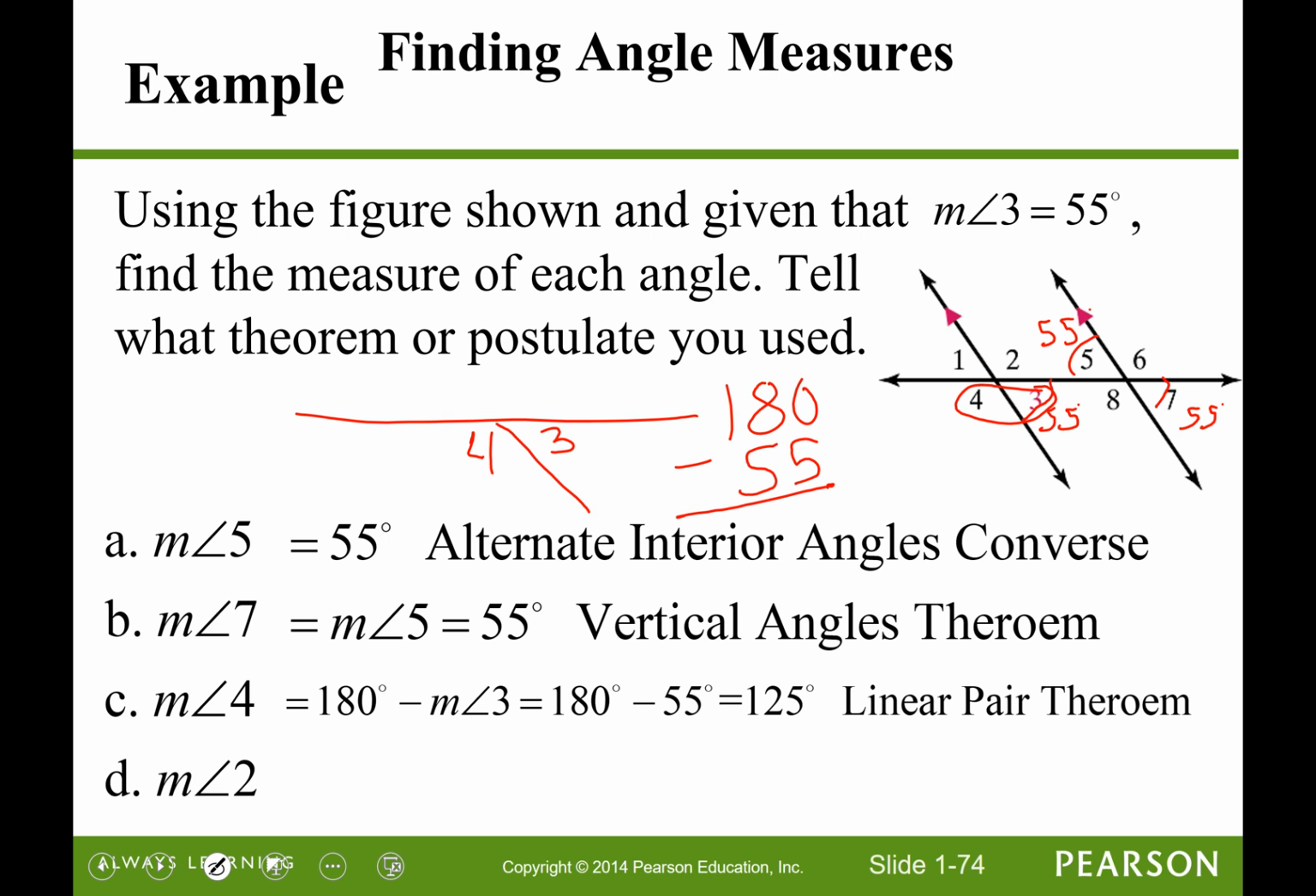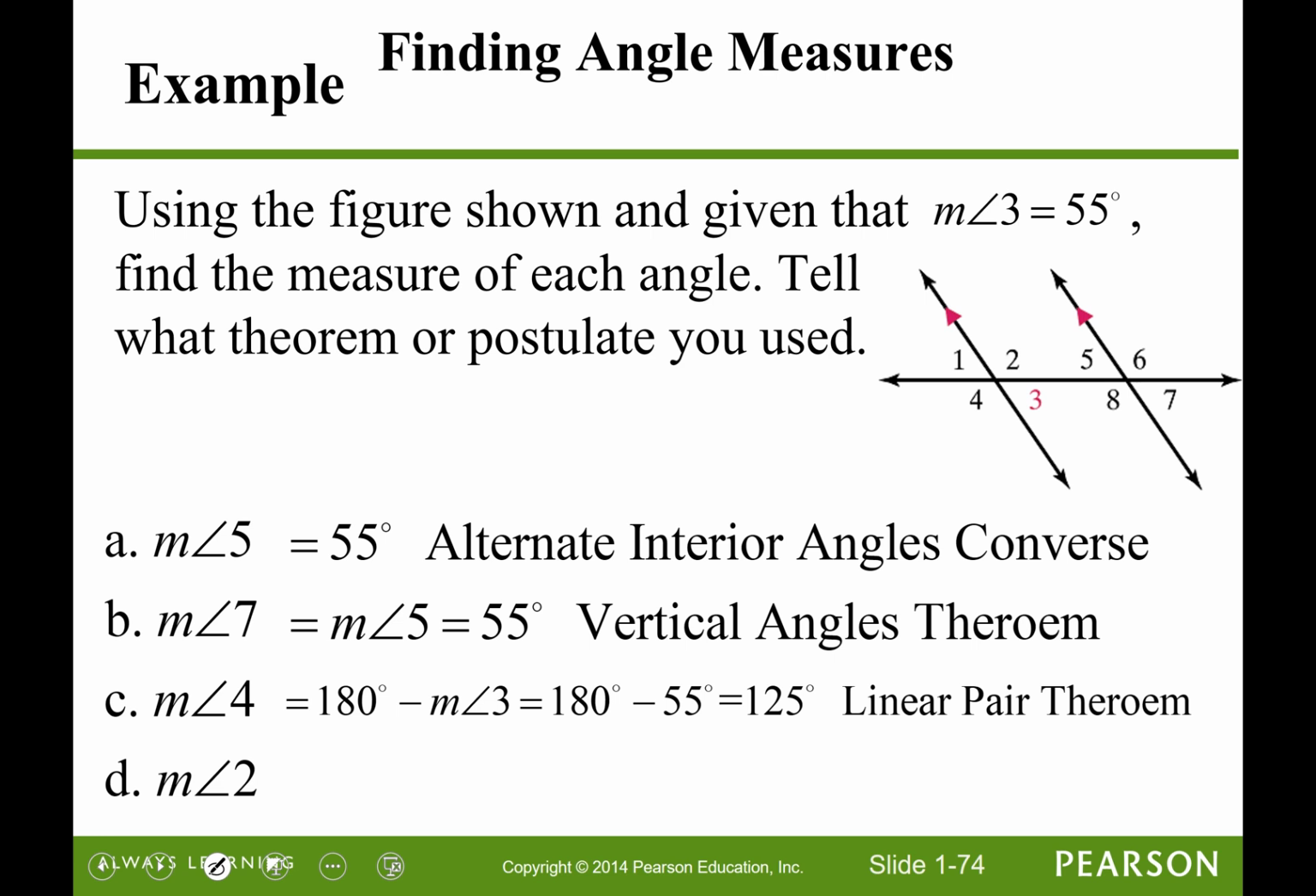180 minus 55 is 125. Justification, linear pair theorem. Erase that scratch work. Okay, one more angle. Ooh, I erased all of our measures. We have 55, 55, 55, and now we have 125.